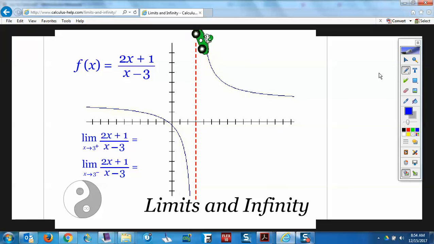Now, by examining the graph of f, we can see that the limits as x approaches 3 from the left and right are different. As you approach 3 from the right, f gets infinitely large, so we can say that the limit as x approaches 3 from the right of f of x is infinity. However, as you approach 3 from the left, f of x gets infinitely negative, so we say that the limit as x approaches 3 from the left of f of x is negative infinity.